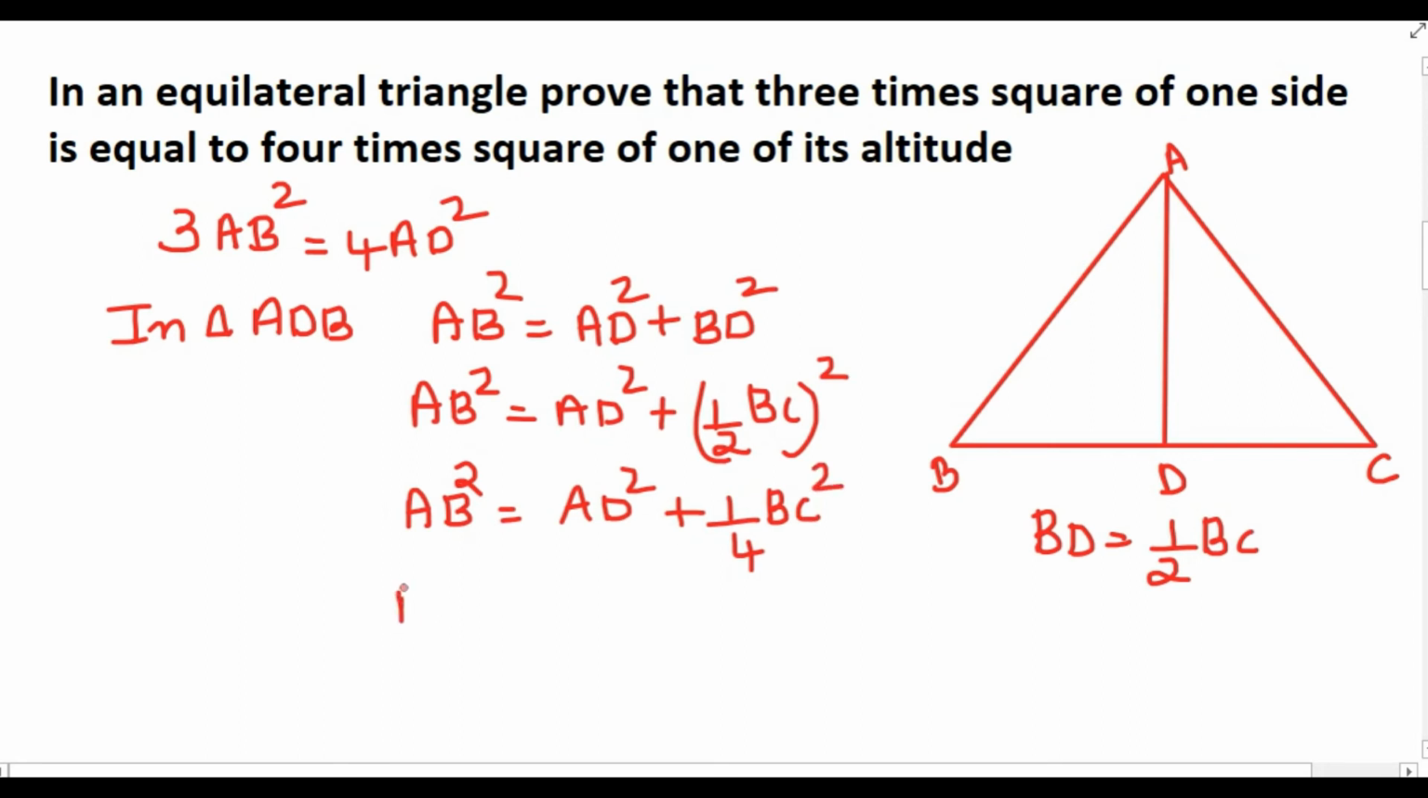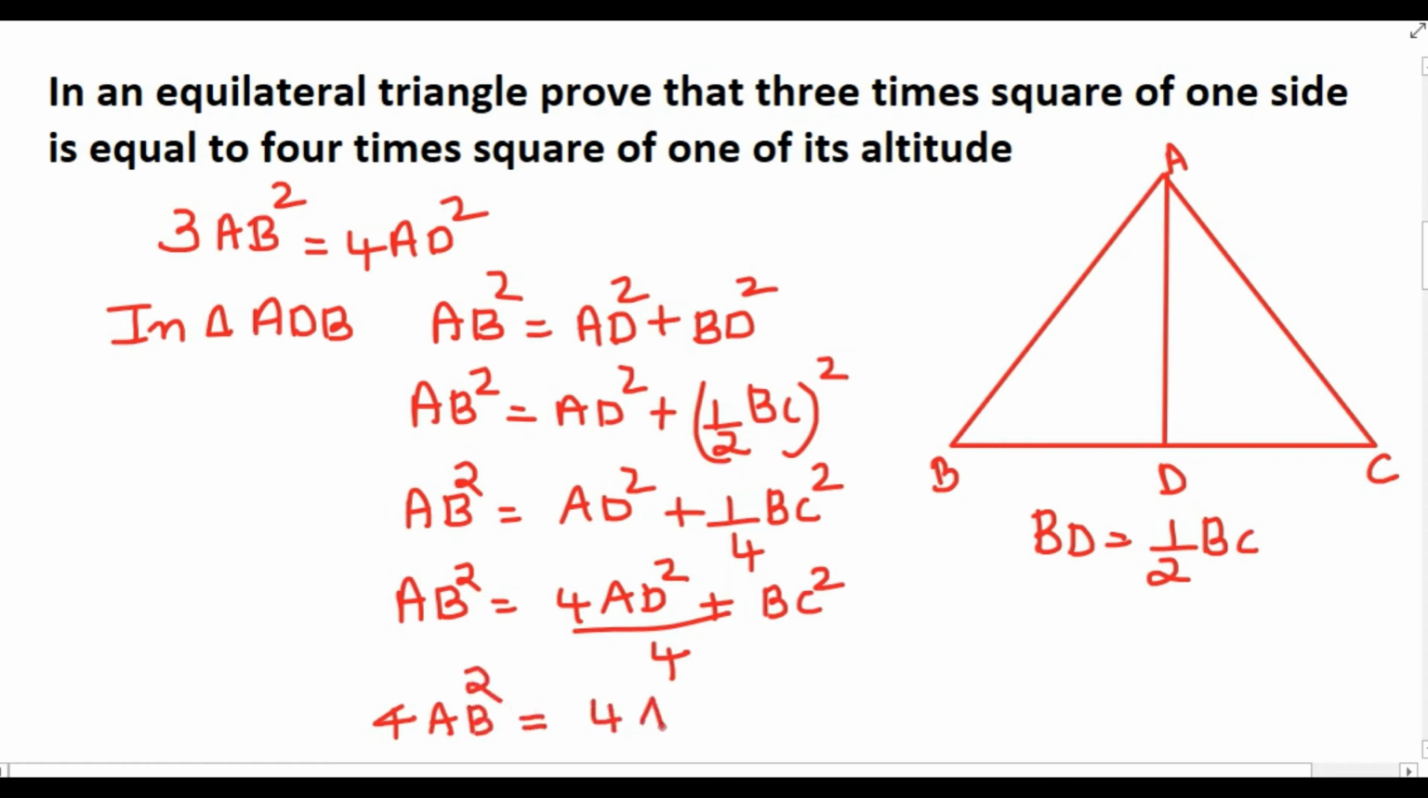So now we'll take the LCM. AB square is equal to 4AD square plus BC square divided by 4. Now 4 you can take this side. So 4AB square is equal to 4AD square plus BC square.